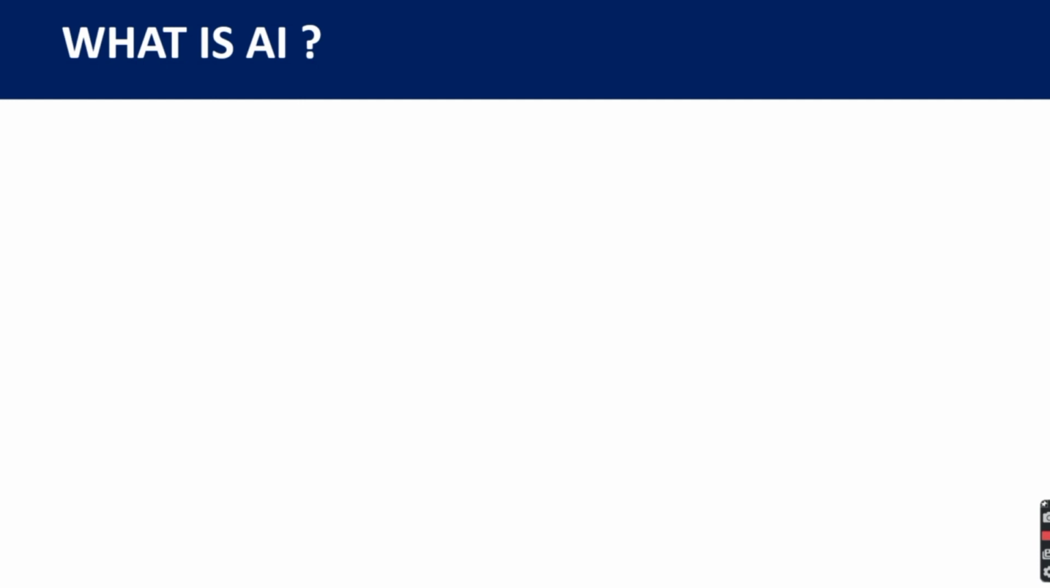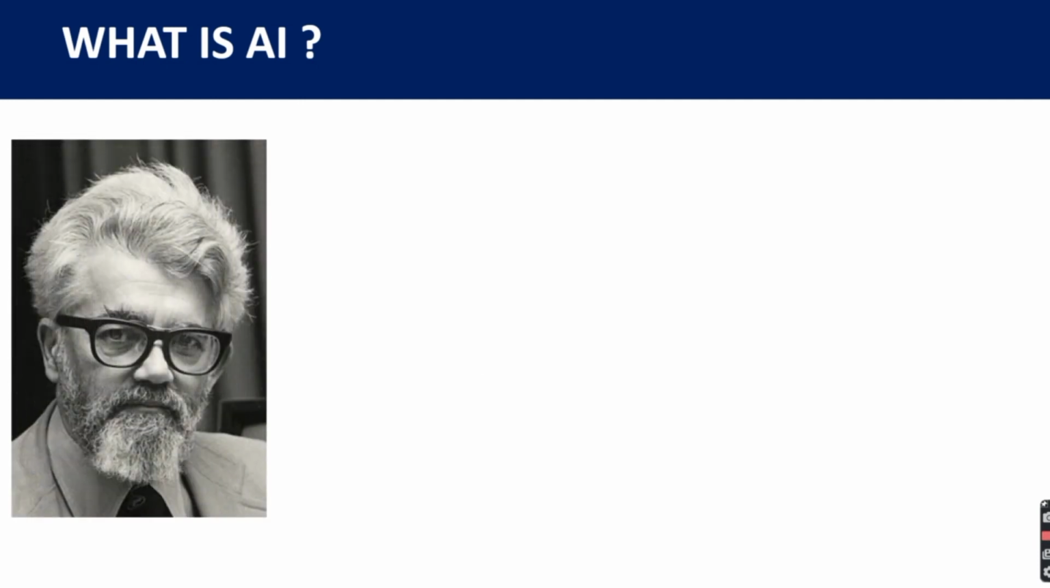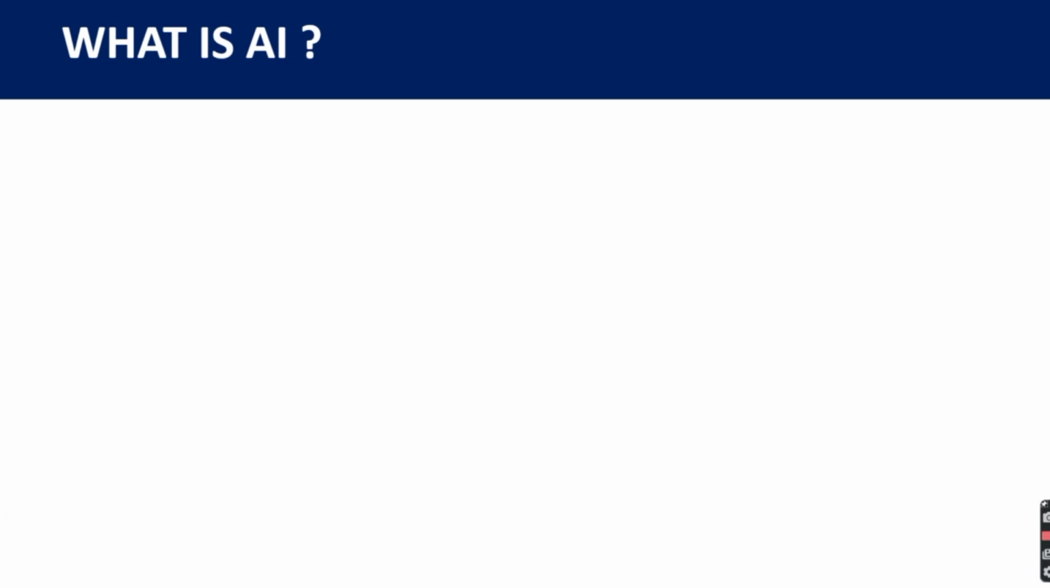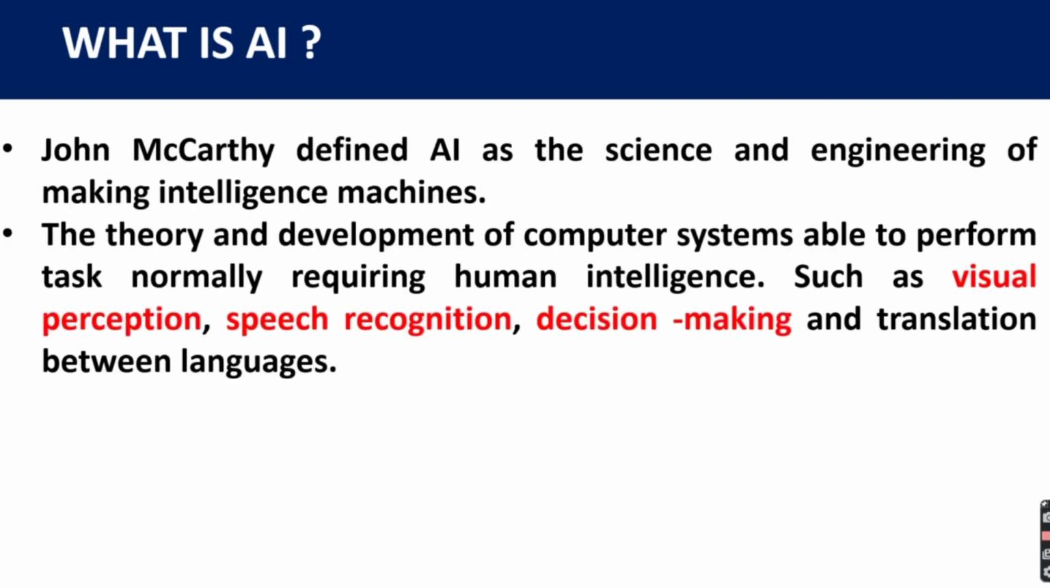The term artificial intelligence was first coined in the year 1956 by John McCarthy at the Dartmouth Conference. I already mentioned this before. It was the birth of AI in 1956. Now, how did he define artificial intelligence? John McCarthy defined AI as the science and engineering of making intelligent machines. In other words, artificial intelligence is the theory and development of computer systems able to perform tasks that normally require human intelligence, such as visual perception, speech recognition, decision making, and translation between languages.